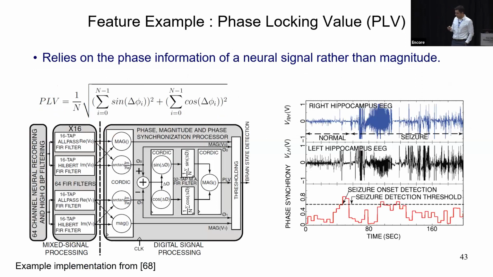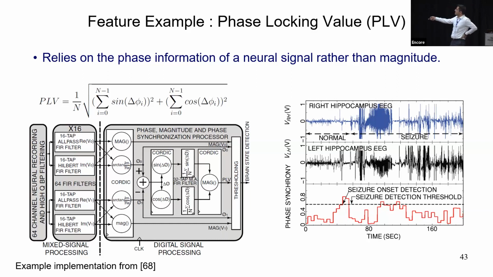The other feature that people have looked into is PLV, or phase locking value. This time, instead of magnitude, we're trying to focus on the phase of the signal. We talked about phase synchrony, or synchronous activity of neurons, being one of the main characteristics of seizures. So here we're trying to look at the signals from two different electrodes and see if they are synchronous and if their phases are locked to each other.